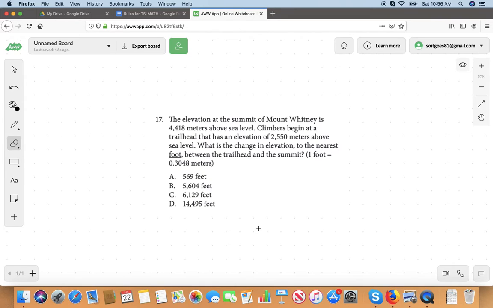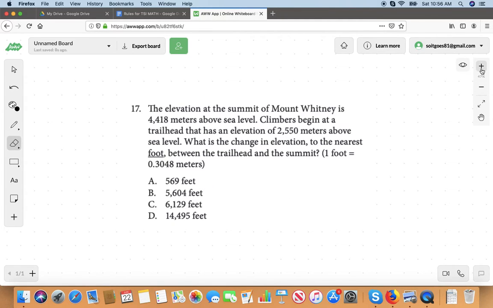There we go. Okay. All right, so question number 17 reads, the elevation at the summit of Mount Whitney is 4,418 meters above sea level. Climbers begin at a trailhead that has an elevation of 2,550 meters above sea level. Okay. What is the change in elevation to the nearest foot?